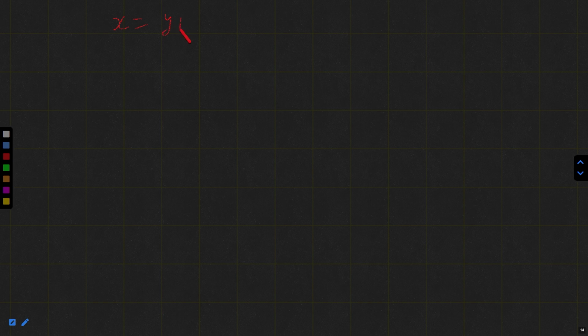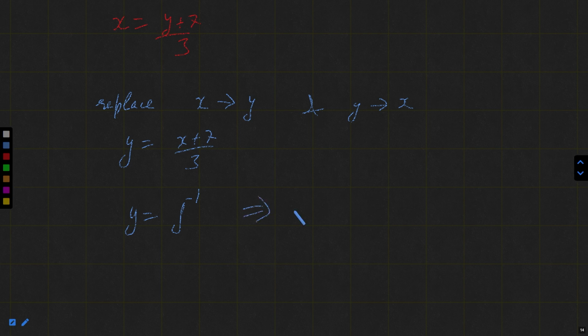So x is equal to (y plus 7) by 3. Now just replace x with y and y with x. So y is equal to (x plus 7) by 3. Now put y equal to f inverse. You will get f inverse of x is equal to (x plus 7) by 3. So this is your f inverse.